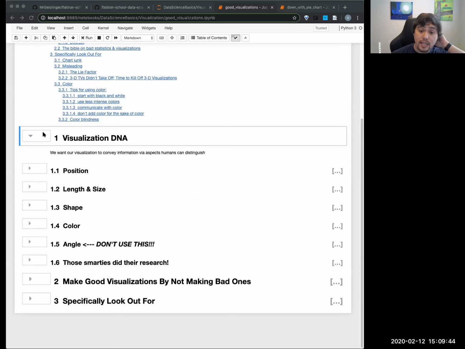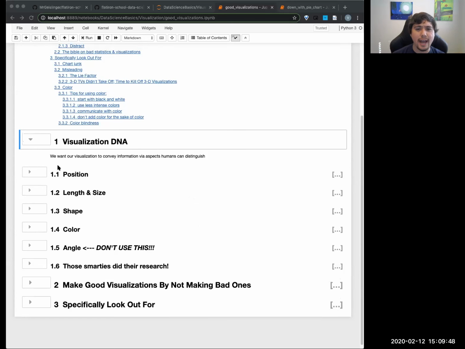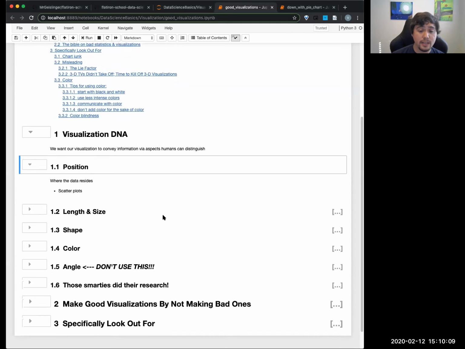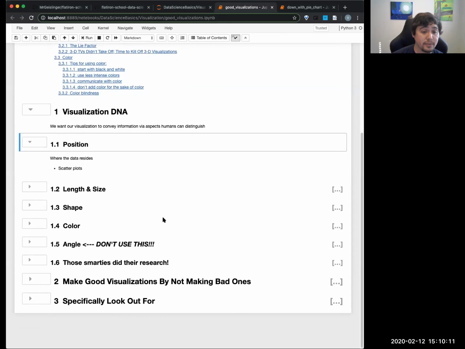So it's nice to know what the possible things are that we can use in a visualization. What are the different attributes of it? Here we have basically 5 different parts: position, length and size, shape, color, and angle. You can see, don't use this part. And these are what those parts can mean in a visualization. I'm going to show you some pictures as I go through this. So one thing is position. Oh, I don't have a picture for this one, I guess.